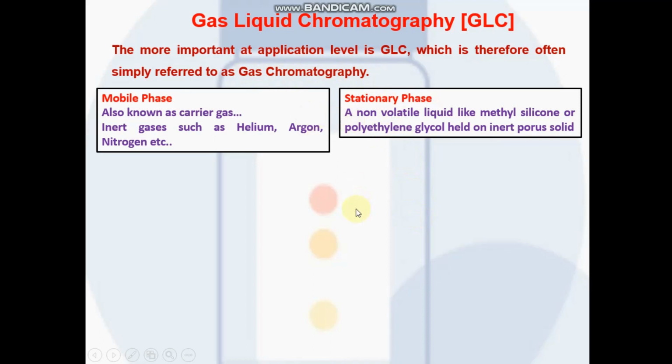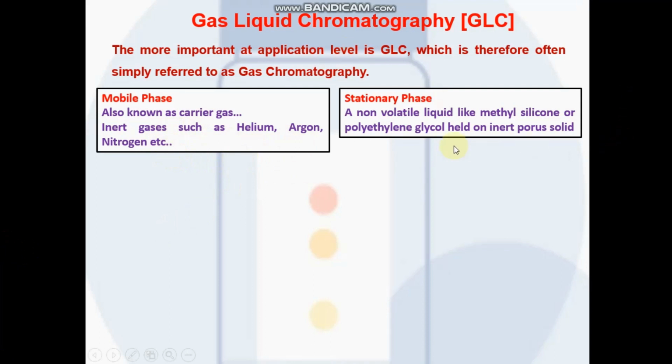In GLC, the mobile phase is a gas. It is also known as a carrier gas. That carrier gas should be chemically inert, cheap and readily available, high quality, and it should be suitable for the detector also. Generally we use inert gases such as helium, argon, nitrogen, etc.